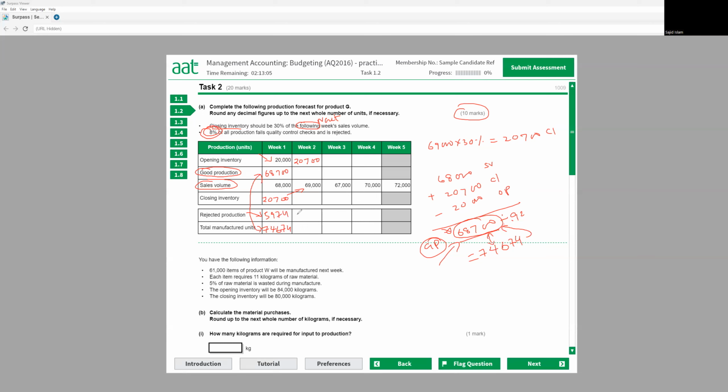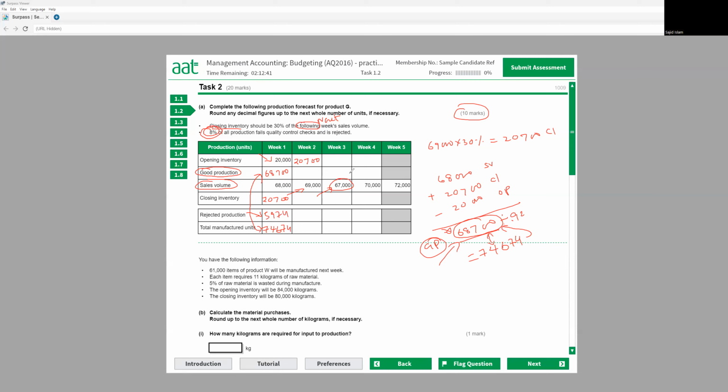That's it. It's a little bit tricky, but once you practice a few times, you will be absolutely fine. The next one we'll do the same way. So for the next week, we have 20,700 as the opening, and sales volume is 69,000. The closing will be 30% of the following. So that means I'll take the 30% from 67,000.